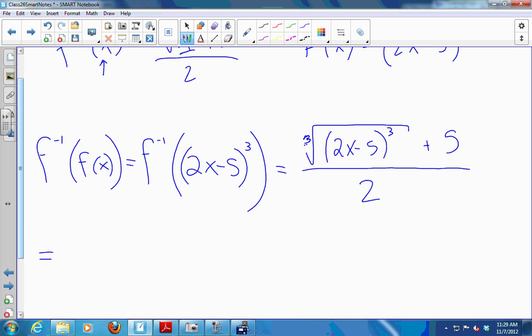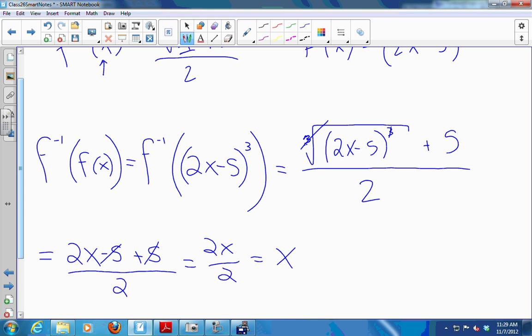So when I have a cube root and a cube, what happens? They cancel. So I just have (2x minus 5 plus 5) over 2. Minus 5 and the plus 5 cancel. 2x over 2 is x. So I know I'm right.